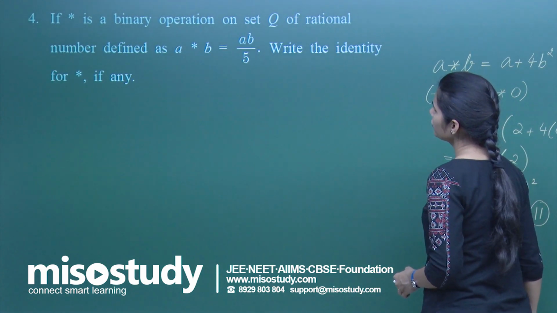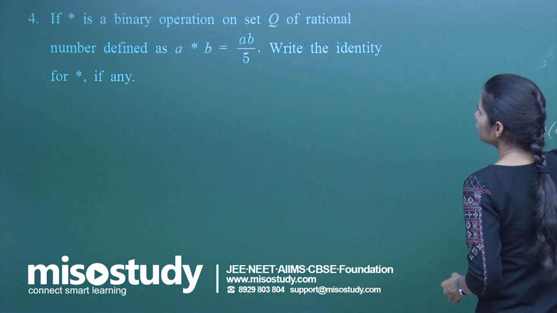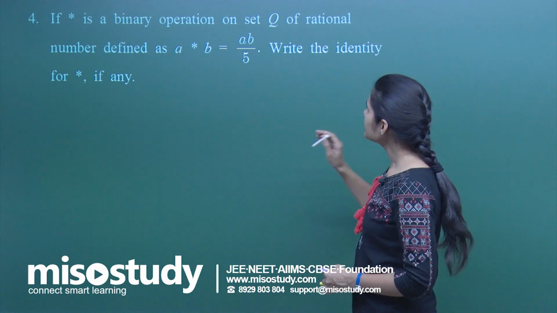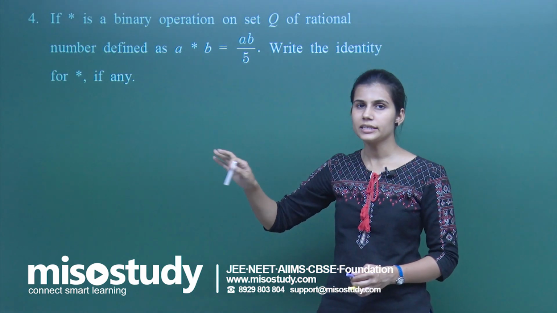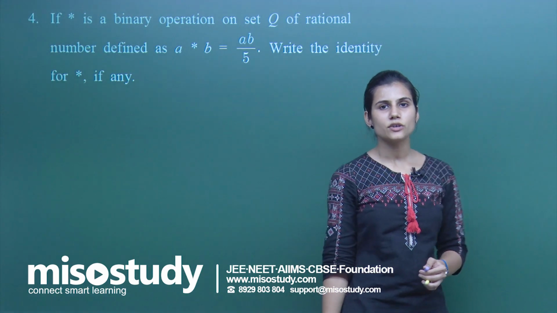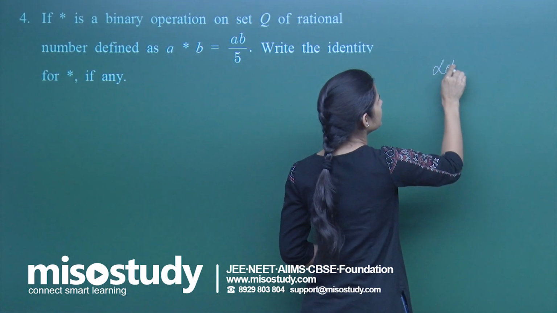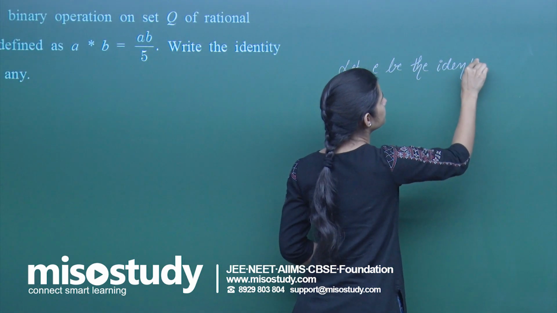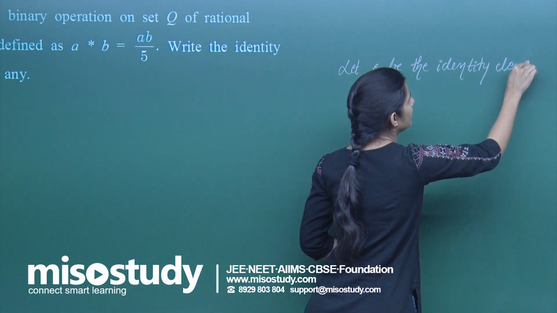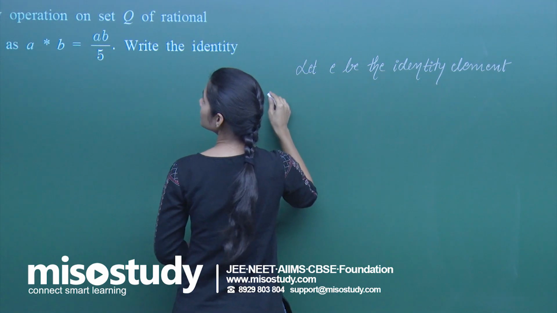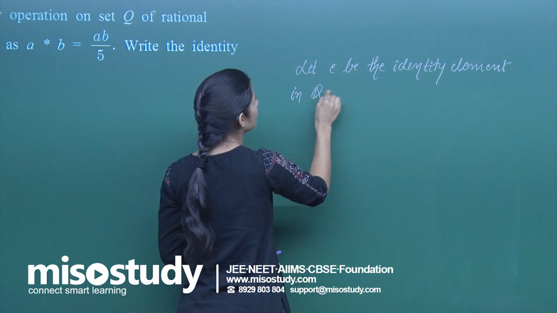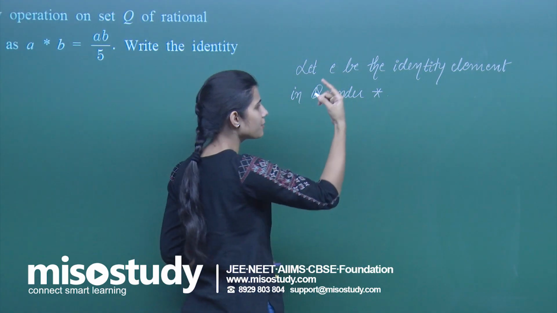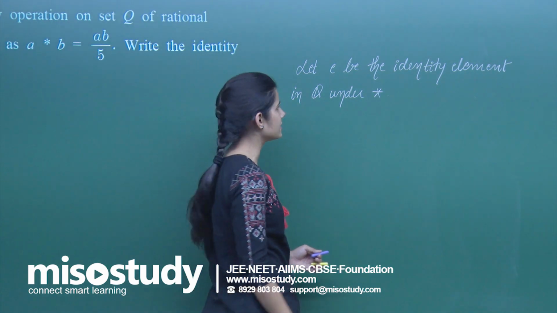If star is a binary operation on the set Q of rational numbers defined as a star b as ab by 5, write the identity element for star, if any. Now they are already saying that this is a binary operation, so you don't need to verify it. Under this binary operation you need to talk about the existence of the identity element. I am saying let e be the identity element in Q under star. Under the very operation star inside the set of rational numbers, suppose e is the identity element. I don't know what the value of e is.